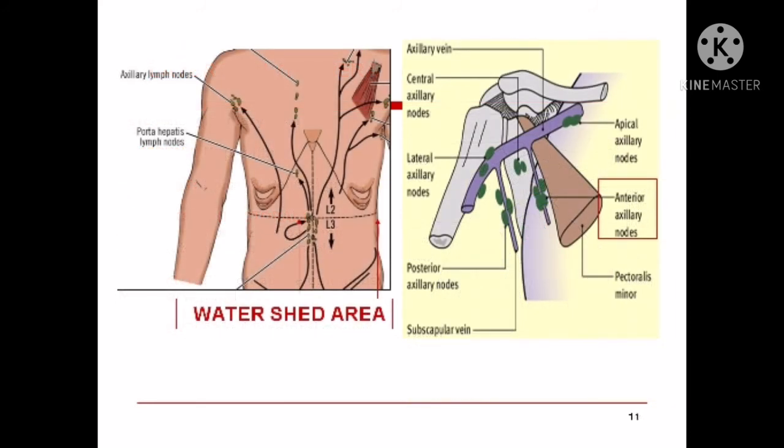The watershed area, an imaginary line drawn upon the umbilicus at the level of the lumbar 2 and lumbar 3 vertebrae. The area above this watershed line is drained by the axillary, anterior axillary or the pectoral lymph nodes, and the area below this particular line is drained by the inguinal lymph nodes.